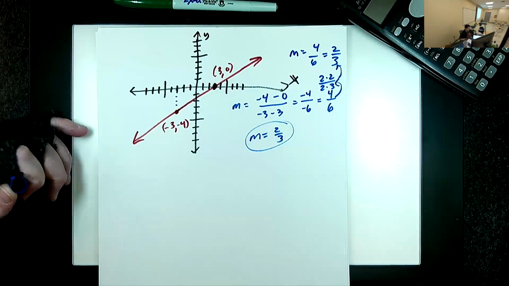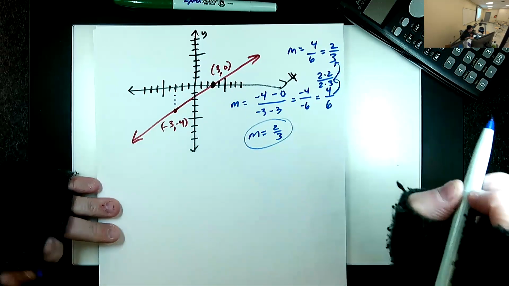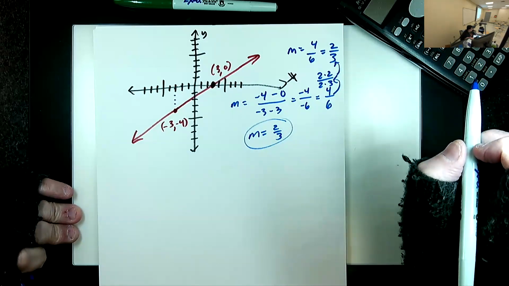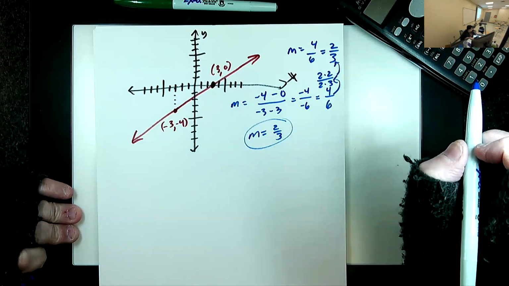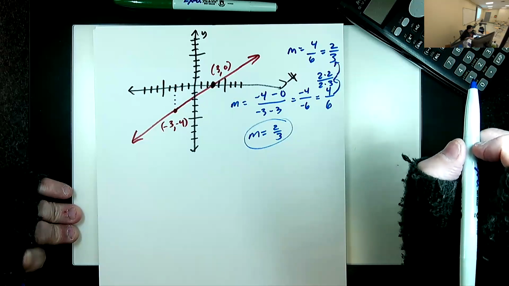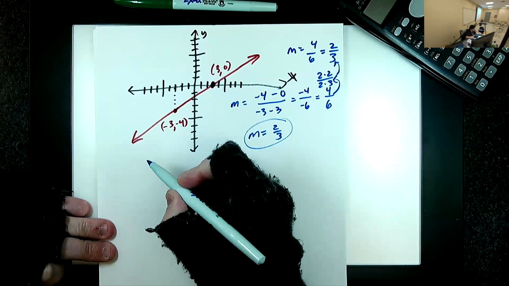And now I can pick a point. Which point did you guys use? I used 0. Why? Because there's a 0 in it. It's a really, really good plan, right? If there's a 0, run with it.